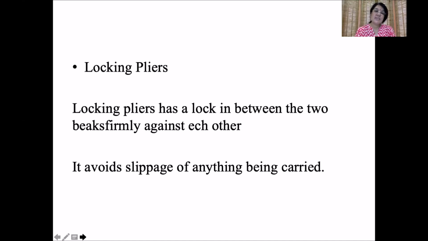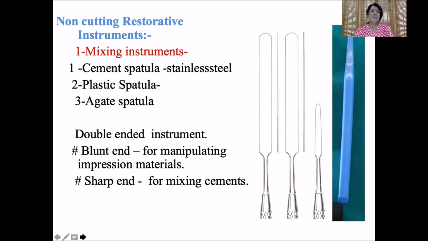If this keeps occurring in the patient's mouth, it's highly irritating for the patient as well as you. So locking pliers have come in, where there is a lock onto the handle where there are the two beaks, and when you press it, it gets locked. So the cotton pellet which you have held in the beak of the plier remains stuck onto the beak, and you can just pick it up and then throw it away. It avoids slipping away of the cotton pellet or anything else back into the patient's mouth.